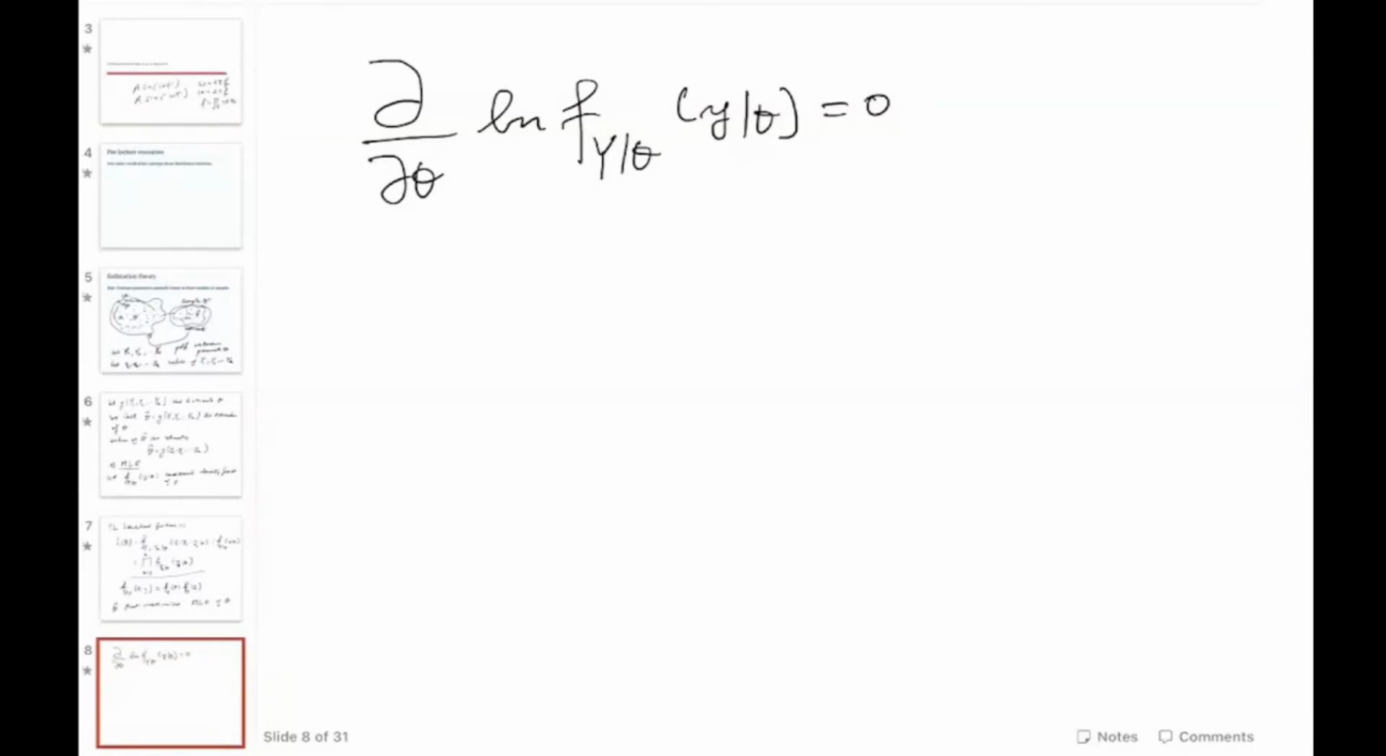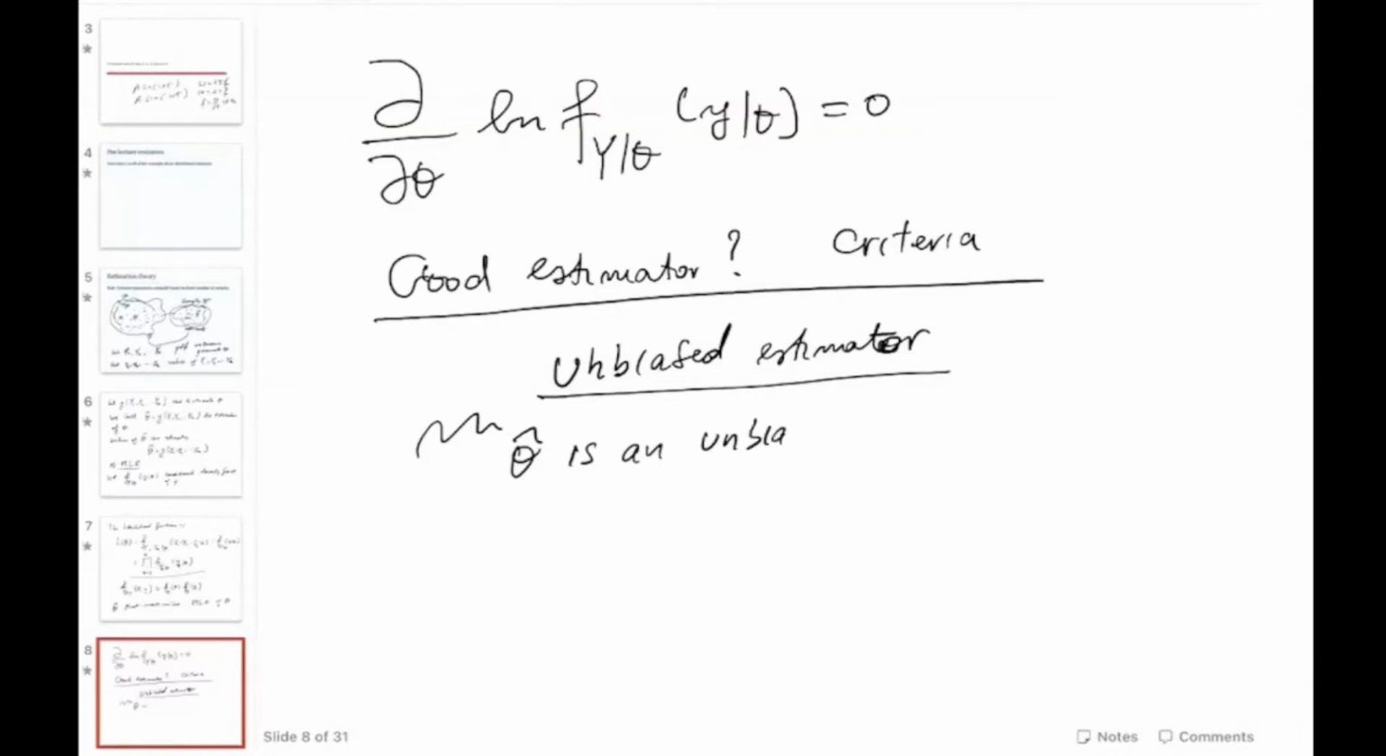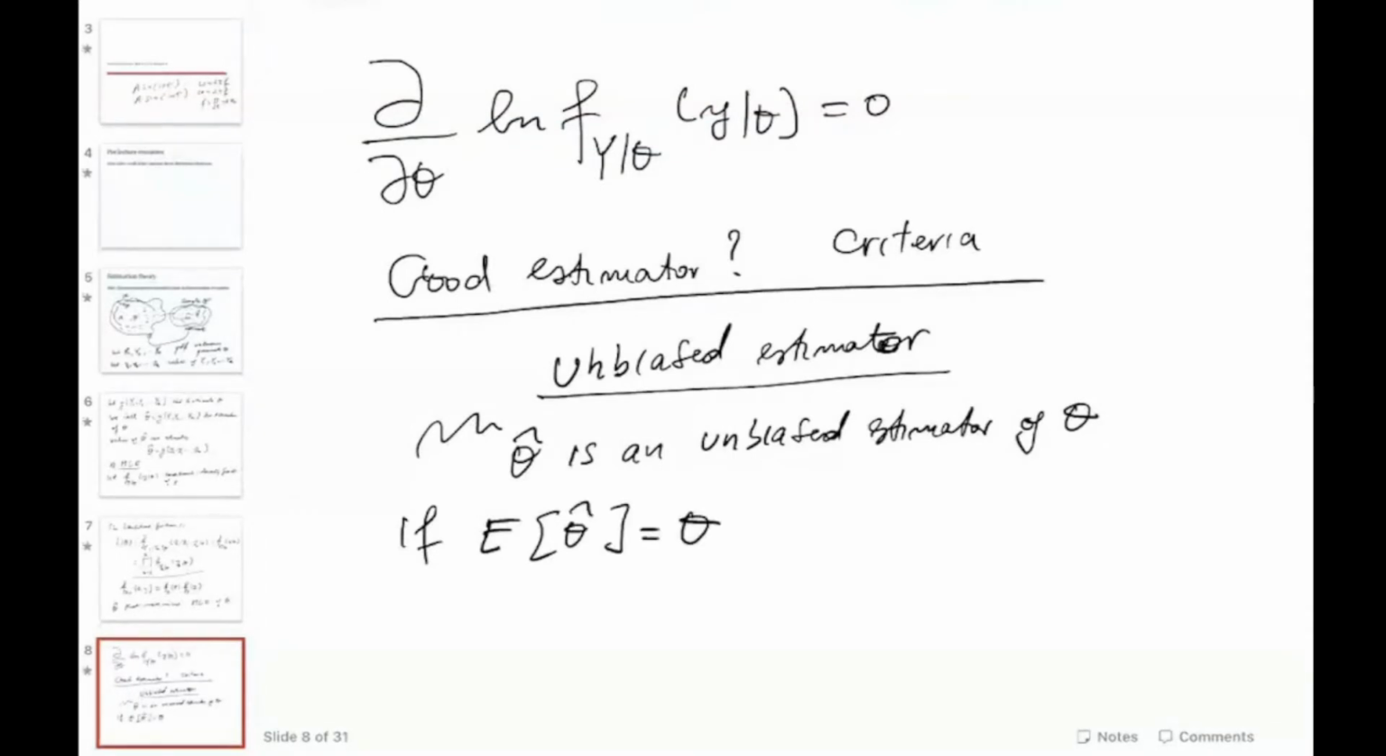But when we have an estimate or estimator, how do we assess if the estimator is good? So we do have some criteria. We talk about an unbiased estimator. So theta hat is an unbiased estimator of theta if the expected value of theta hat is equal to theta. The expected value is the weighted sum of all the values of a random variable. That can also be said as the expected value of the random variable is actually the true value.